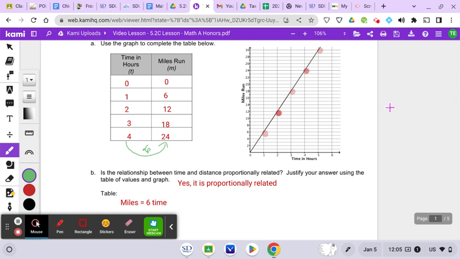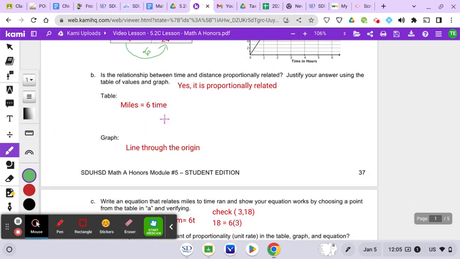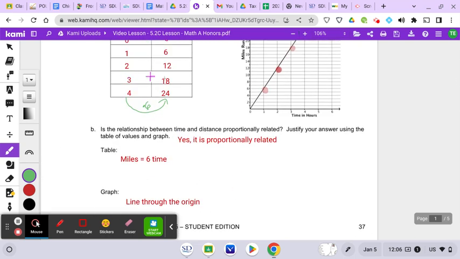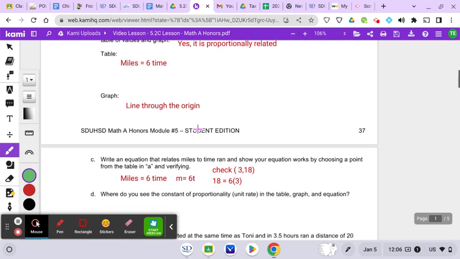Because we know it's proportional, we can make an equation. So I kind of did that up here. Miles is equal to 6 times time. Miles equals 6t. It asks us to show your equation works by choosing a point in table A and verifying it. So I am checking my point 3, 18. I could have checked 4, 24 or 2, 12 or 1, 6, whichever point I wanted. And I'm plugging it into my equation. So my m is the 18. I've got the 6. That's my scale factor. Then I have my t, which is the 3. And I know that 6 times 3 is 18. So that checks out.